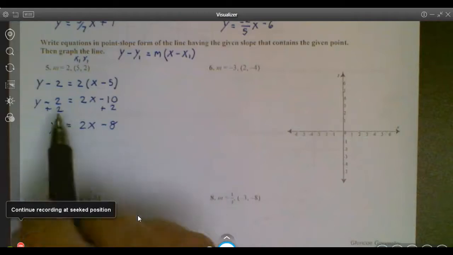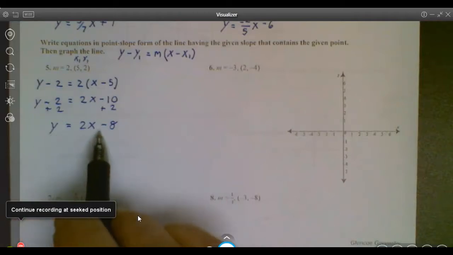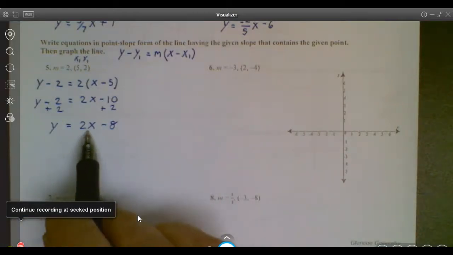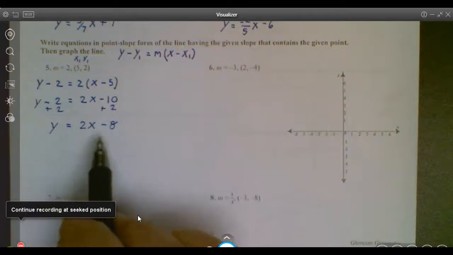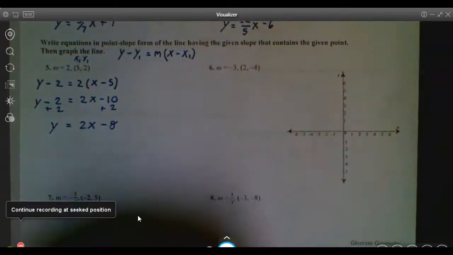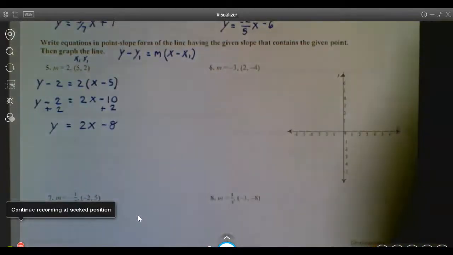So if I simplify it, now it looks like this. Notice what we have here. This is now the equation in slope-intercept form. This is the y equals mx plus b equation. Right? So now you can look at this and say, oh, my slope is 2, my y-intercept is -8. So it's all a matter of what the directions specifically ask you for.